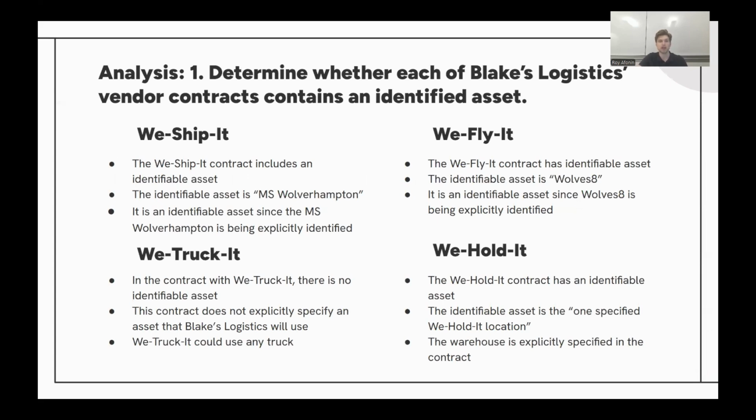So for We Ship It, we have an identified asset, which is the MS Wolverhampton. For We Fly It, we have an identified asset, which is the aircraft Wolves 8. For We Truck It, there is actually no identifiable asset. It does not explicitly specify one. Also, We Truck It could use any truck when they deliver our goods and our pallets. And for We Hold It, there is an identifiable asset, as We Hold It has one specified location for us, and the warehouse is explicitly specified in the contract.